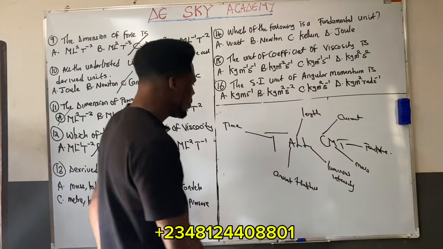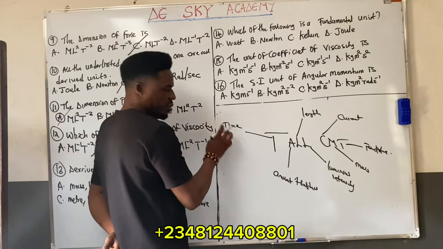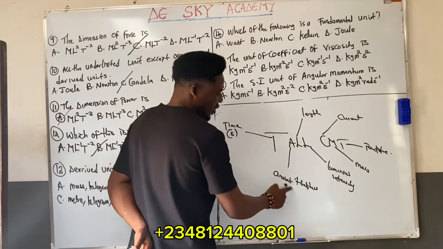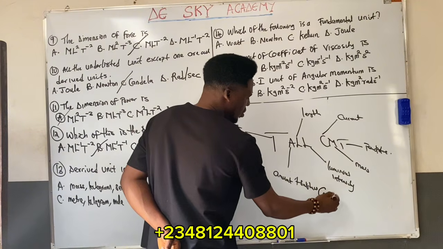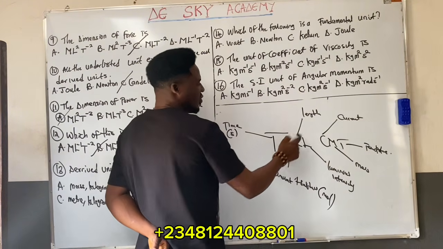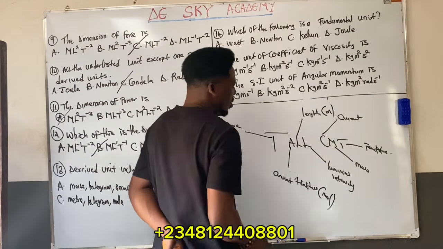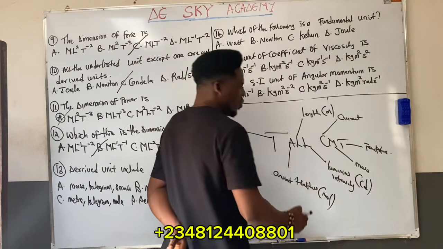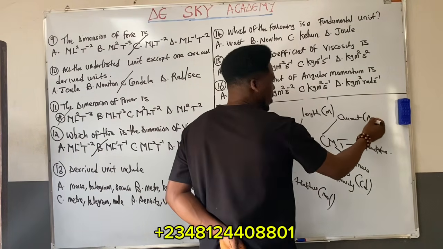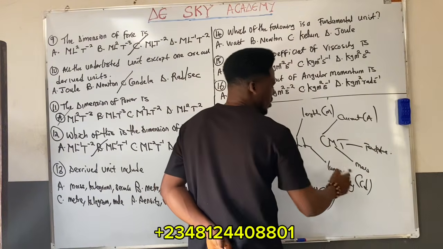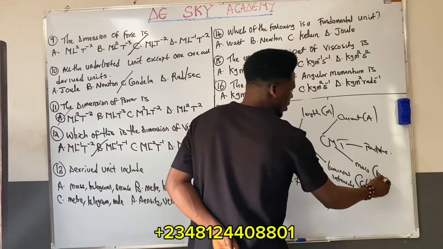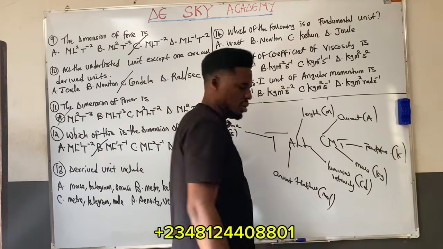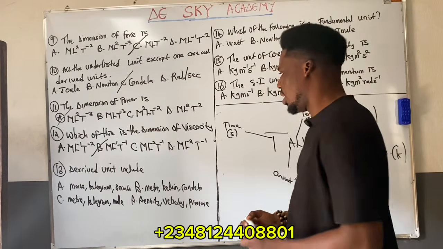Now, what is the unit of time? The unit of time is seconds. What is the unit of amount of substance? Mole. What is the unit of length? Meter. What is the unit of luminous intensity? Candela. What is the unit of current? Ampere. What is the unit of mass? Kilogram. And what is the unit of temperature? Kelvin. So let's answer that question.